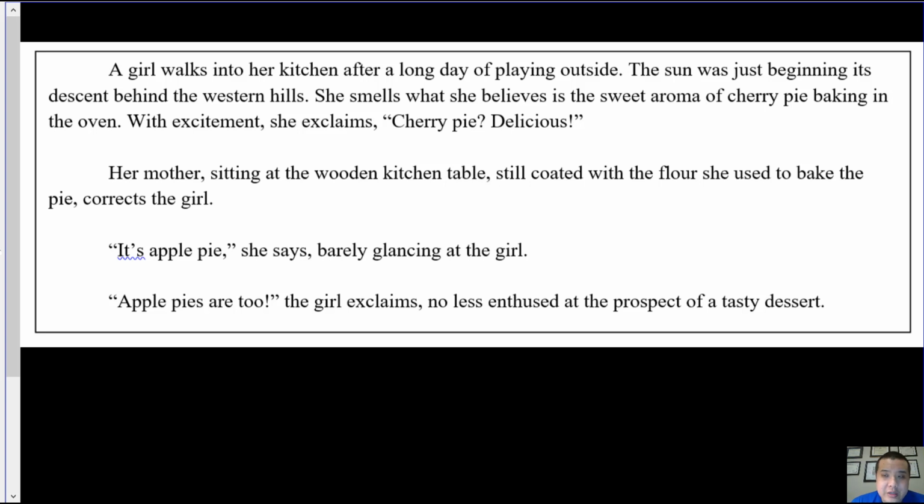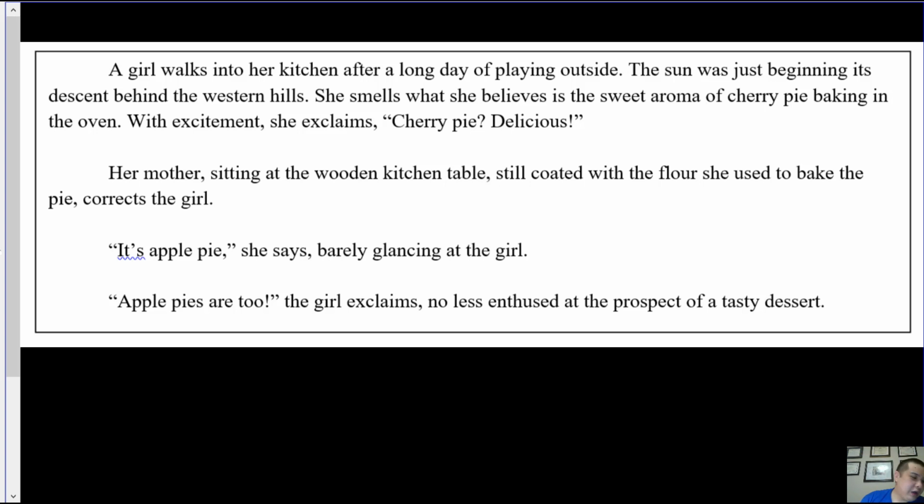To help us remember the different formulas, I've created this story here, and I want you to follow along as I read it. A girl walks into her kitchen after a long day of playing outside. The sun was just beginning its descent behind the western hills. She smells what she believes is the sweet aroma of cherry pie baking in the oven. With excitement, she exclaims, "Cherry pie? Delicious!" Her mother, sitting at the wooden kitchen table, still coated with the flour she used to bake the pie, corrects the girl. "It's apple pie," she says, barely glancing at the girl. "Apple pies are too," the girl exclaims, no less enthused at the prospect of eating a tasty dessert.